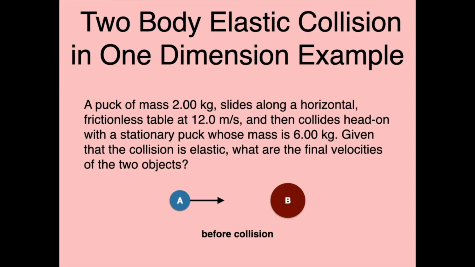Let's take a look at an example. Here is a two-body elastic collision in one dimension. We have a puck, that's the one labeled A, who has a mass of 2 kilograms, and it's sliding along a frictionless table at 12 meters per second. It then collides head-on with a stationary puck, that's the one labeled B, whose mass is 6 kilograms. So given that the collision is elastic, what are the final velocities of the two objects?